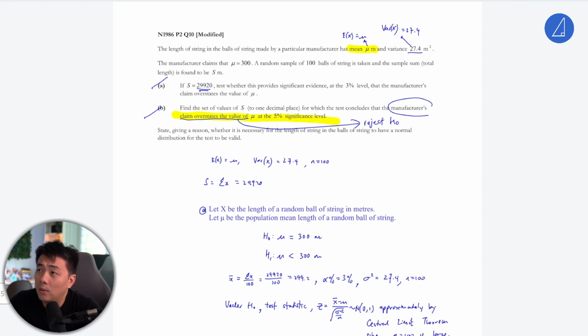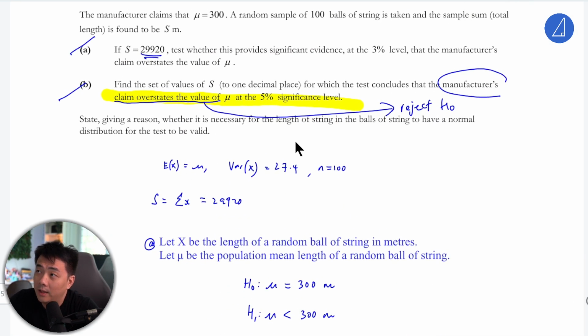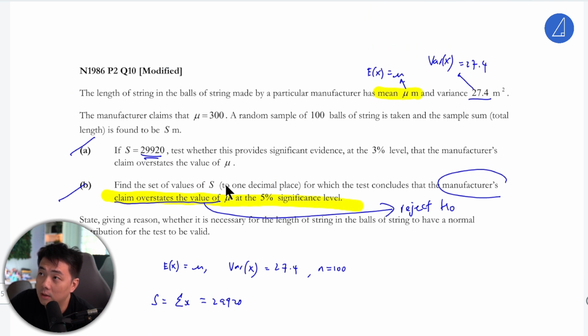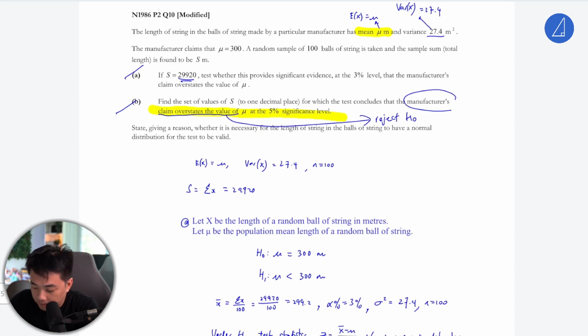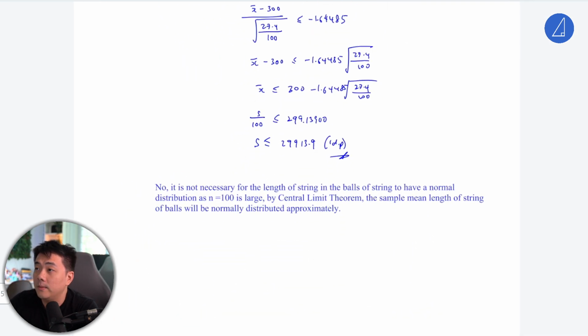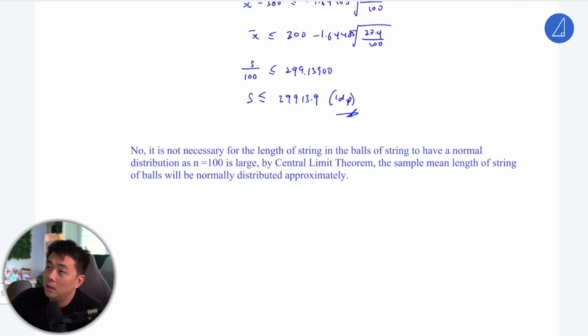So the last one, state giving a reason whether it's necessary, meaning to say, do we need to assume the population is normally distributed, right? That's the thing for the test to be valid. The answer is no, because the sample size is big enough. It's not necessary for the population to be normally distributed because n is large. As long as our sample size is large, we could use CLT to carry out the test, so we don't need to.